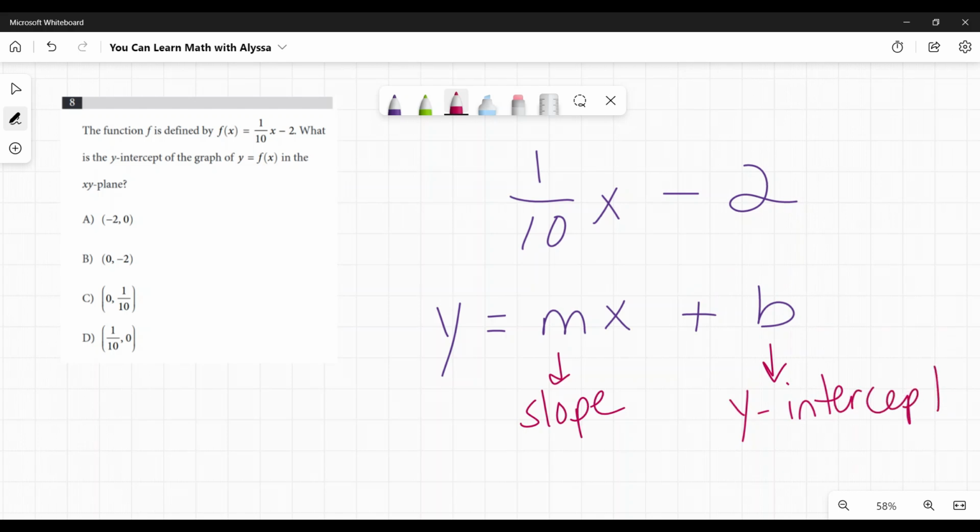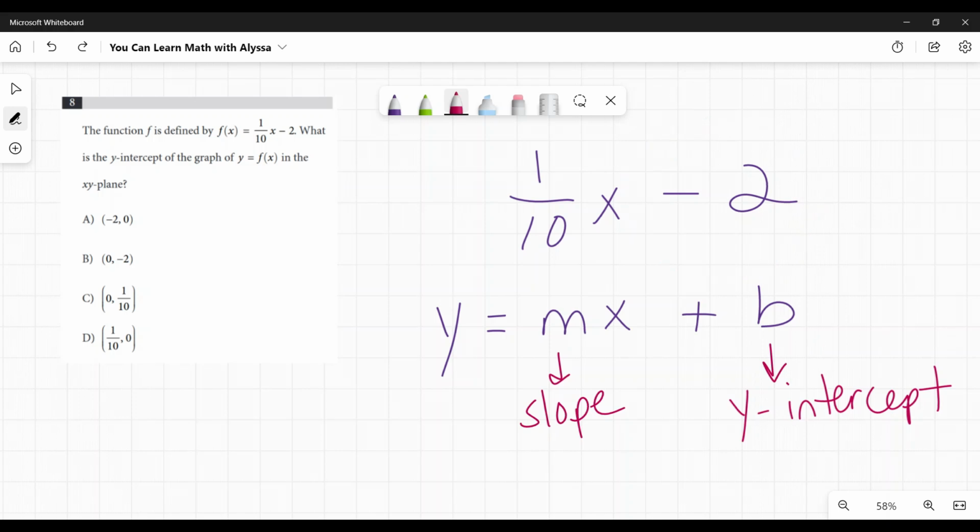y-intercept. So since it's already in that format, if I look at this line, 1/10 would be the slope and -2 would be the y-intercept. I don't have to really do any math per se. I don't have to graph it, nothing like that. I just need to know what slope-intercept form is, and that -2 would be the y-intercept.